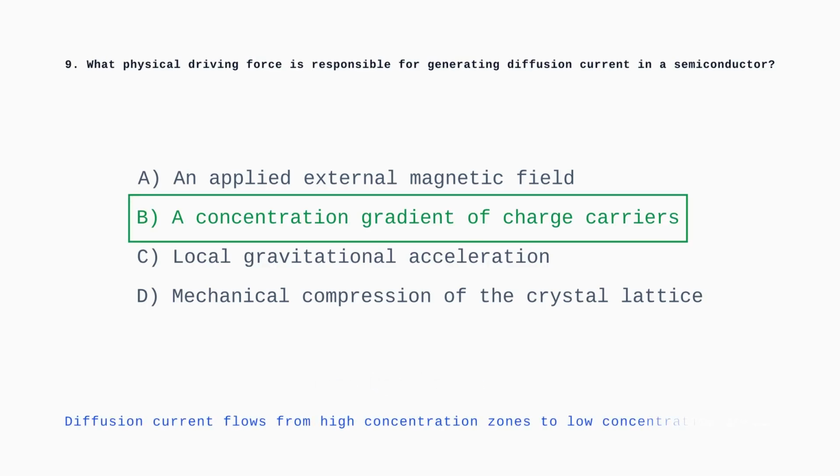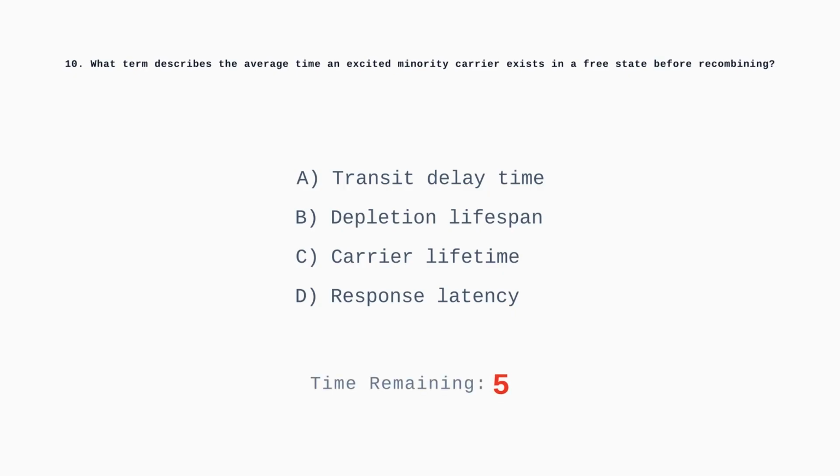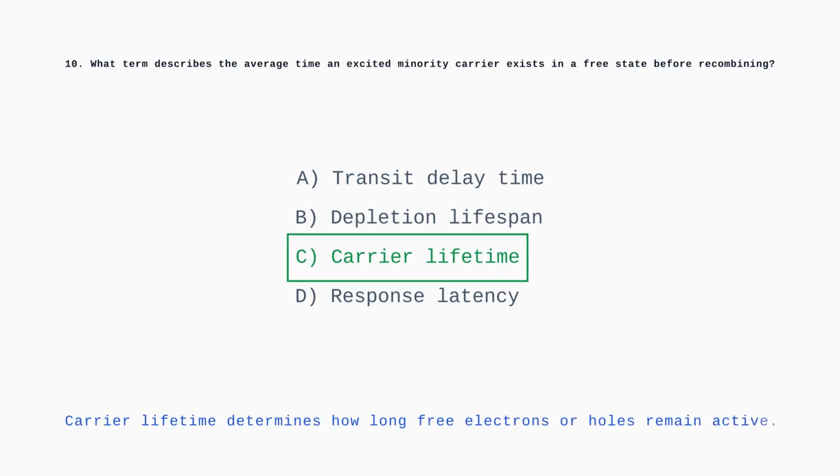Diffusion current occurs when charge carriers migrate naturally from regions of high carrier density to areas of lower density. Question 10. What term describes the average time an excited minority carrier exists in a free state before recombining? The carrier lifetime is the average duration that a generated charge carrier survives in a free state before recombining and neutralizing.